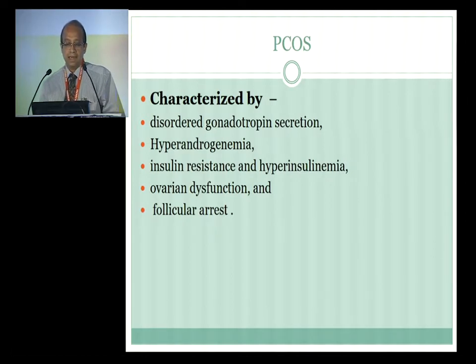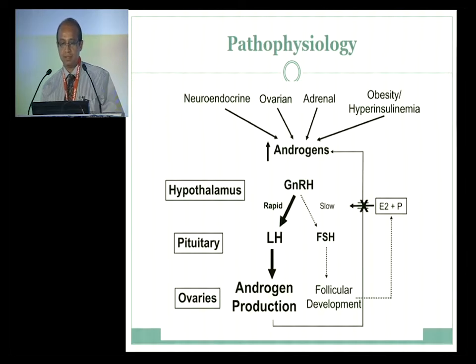So it's characterized by disordered gonadotropin secretion, hyperandrogenemia, insulin resistance and hyperinsulinemia, ovarian dysfunction, and follicular arrest. The most important consistent feature is increase in androgens. So what is the reason for all these things?